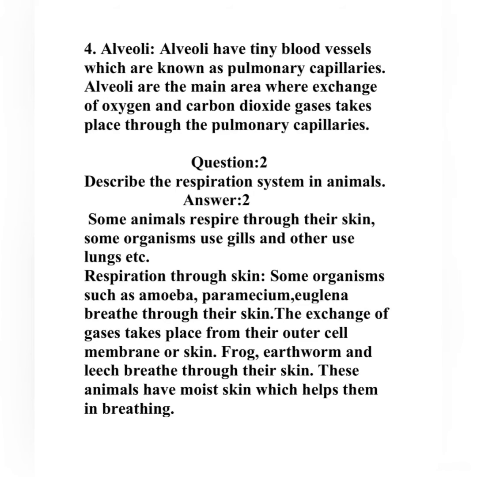Next question is, describe the process of respiration system in animals. Respiration system is different in different animals. Some respire through lungs, some use gills, some use skin. Respiration through skin. Some organisms such as amoeba, paramecium, euglena breathe through their skin.